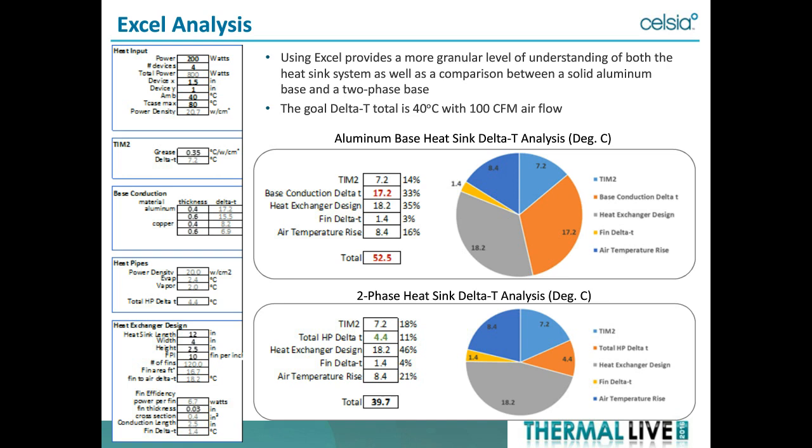The nice thing about this is it breaks it down. It says, hey, look, here's your bits and pieces. Your TIM is 7 degrees, your base conduction is 17, your heat exchanger design is 18 degree delta T. And you can see that when I vary that from just an aluminum heat sink down to a two-phase heat sink, my 17 degrees goes down to 4 degrees. This generally will get within about 10% of the final solution, but it allows you a whole lot of flexibility to do what-ifs just by changing some quick numbers.